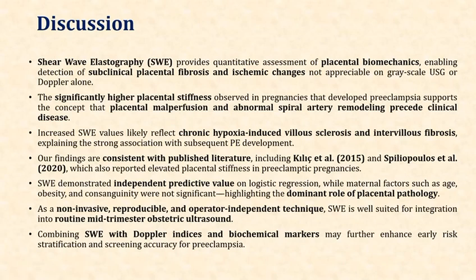Increased shear wave elastography values likely reflect chronic hypoxia-induced villous sclerosis and intervillous fibrosis, explaining the strong association with subsequent preeclampsia development. Shear wave elastography demonstrated independent predictive value on logistic regression, while maternal factors such as age, obesity, and consanguinity were not significant, highlighting the dominant role of placental pathology.